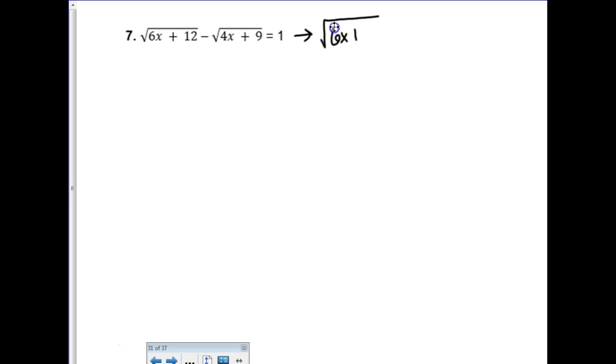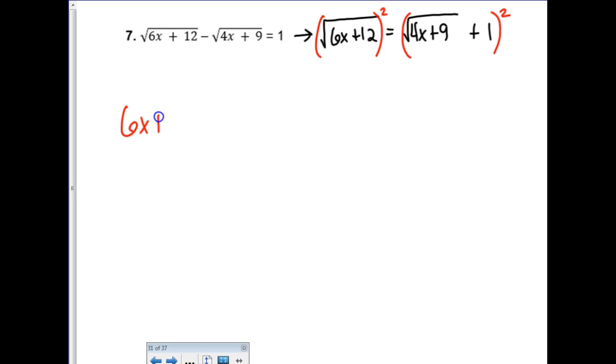Square root of 6x plus 12 equals the square root of 4x plus 9 plus 1. Great. All right, so let's square both sides. Left side, not bad. Right side, real stinking weird. All right, let's look. 6x plus 12, boring. When I square the square root, they just knock out.